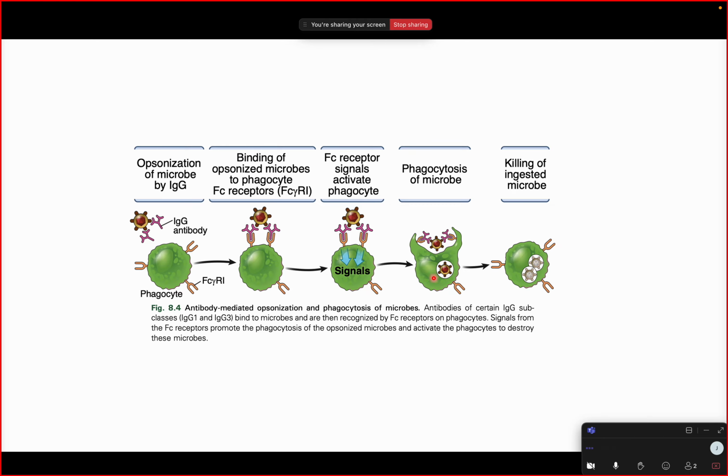So the antibodies of certain IgG subclass, specifically IgG1 and IgG3, bind to the microbe and are then recognized by the Fc receptor on phagocytic cells. Signals from the Fc receptor promote the phagocytosis of the opsonized microbes and activate the phagocytes to destroy these microbes. Okay.